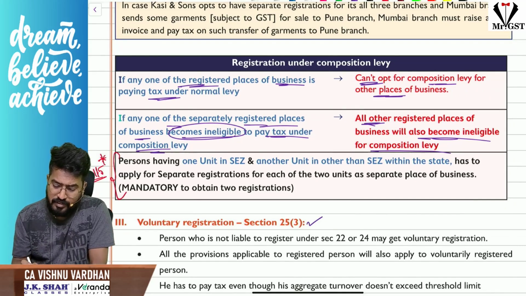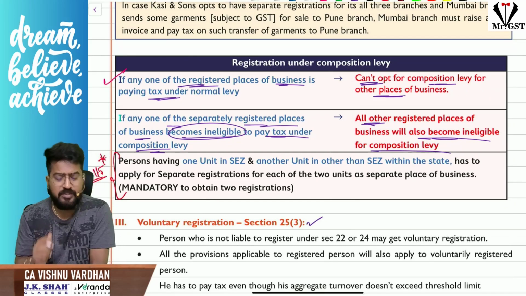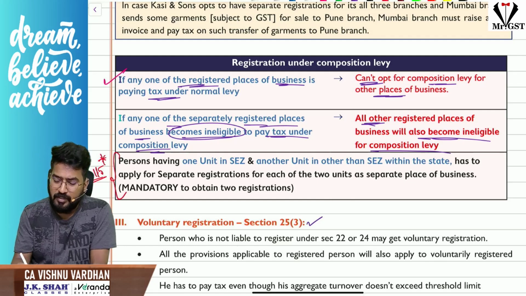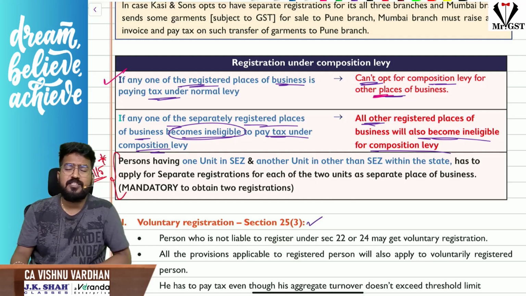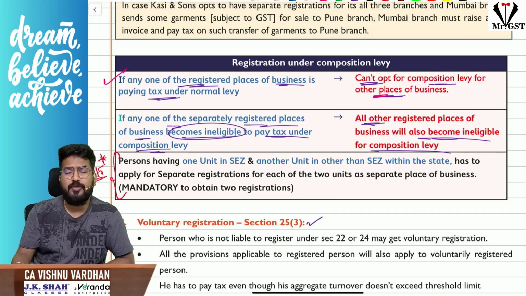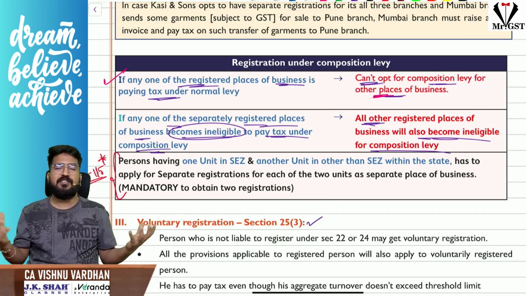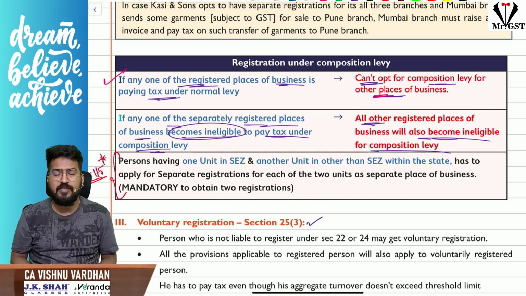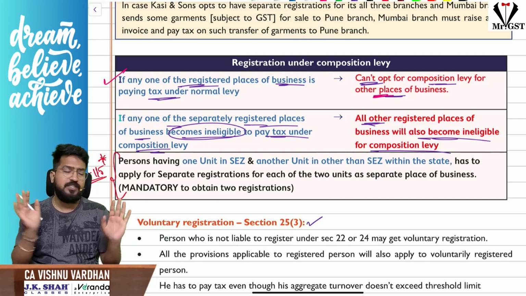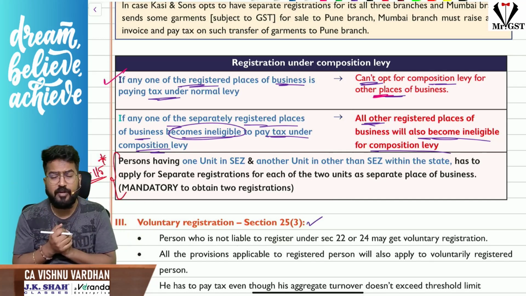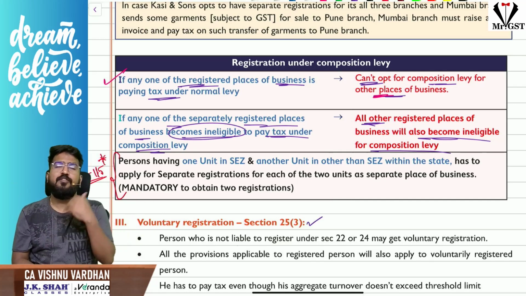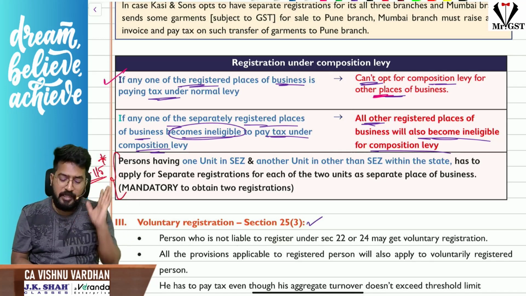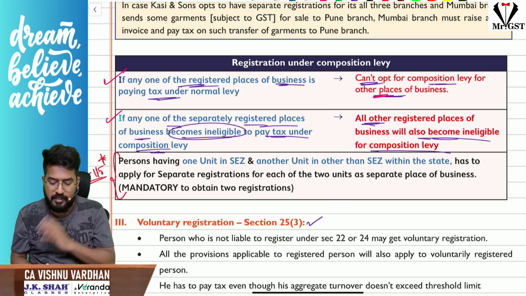Next, registration under composition levy. We have already discussed that if one registered person wants to go for the normal scheme, all other registrations will become ineligible for composition scheme. Do you remember? In composition scheme, we have multiple branches, sir. Some branches want to go for normal scheme, some for composition scheme. Is it possible? Not possible, right? Everybody goes with composition scheme or everybody goes with normal scheme. Same way, sir, if one fellow becomes ineligible for composition scheme, automatically other persons also will become ineligible for composition scheme. That is another point.